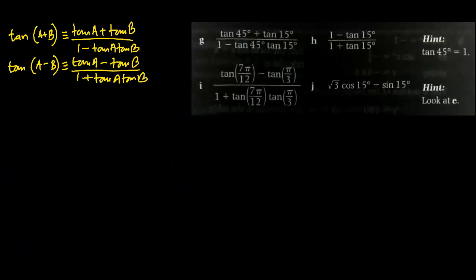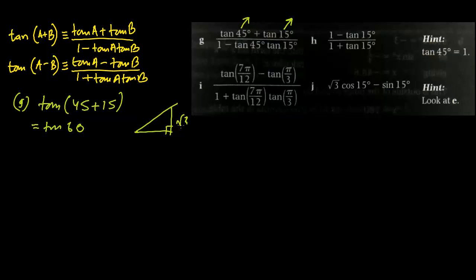Okay, now these sums deal with tan. So I've written the sum of the angle identities for tan. The first one: tan A plus tan B over 1 minus tan A tan B is going to be tan (A plus B). So G is going to be tan A, which is 45, plus B, which is 15, which turns out to be tan 60. Now if you remember this right angle triangle, root 3, 1, 2, so 60 degrees is going to be opposite by adjacent, so tan 60 is square root of 3.